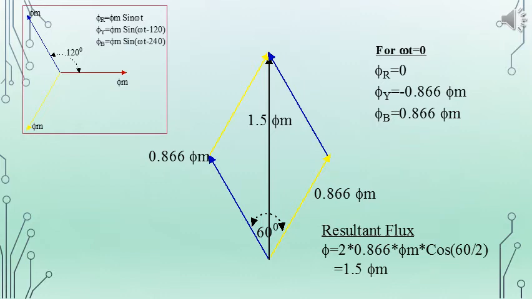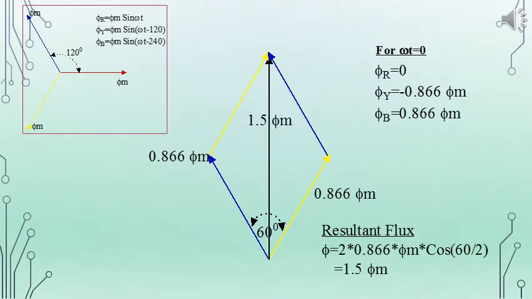0.866 phi m. That is obtained by substituting omega t equal to 0 in the equations for phi r, phi y and phi b, the original equations: phi m sin omega t, phi m sin (omega t minus 120), phi m sin (omega t minus 240). And the corresponding magnitudes are drawn on the phasors, and the resultant is found out, and we can see the resultant has a magnitude of 1.5 phi m and is in the vertical upward direction.